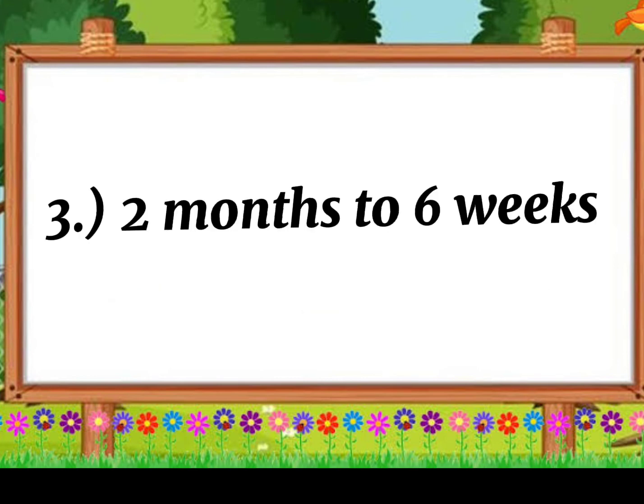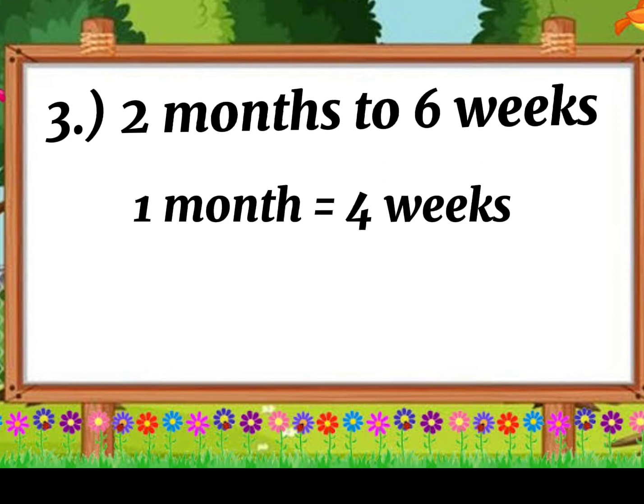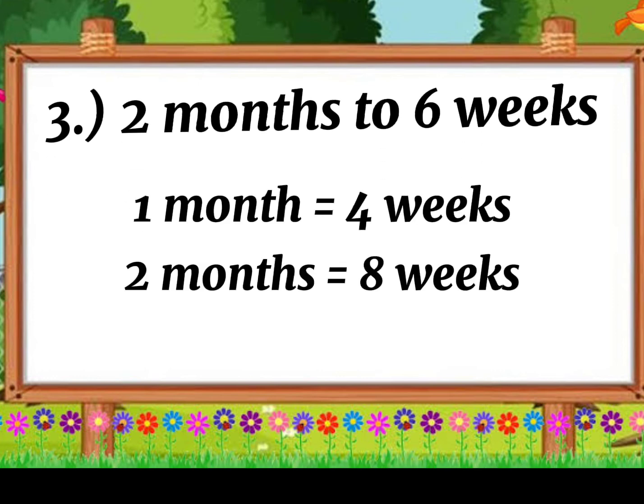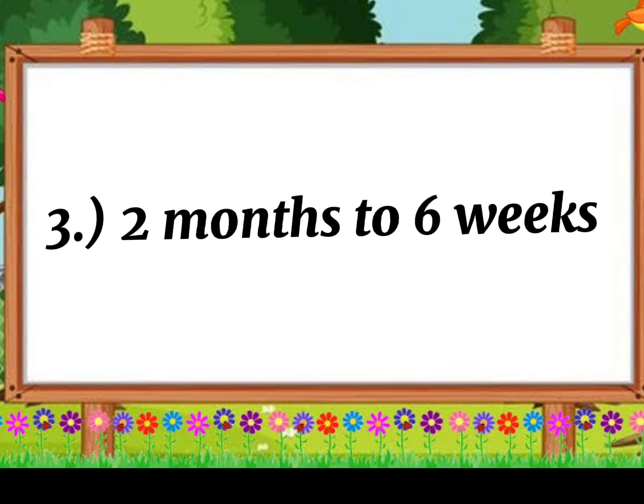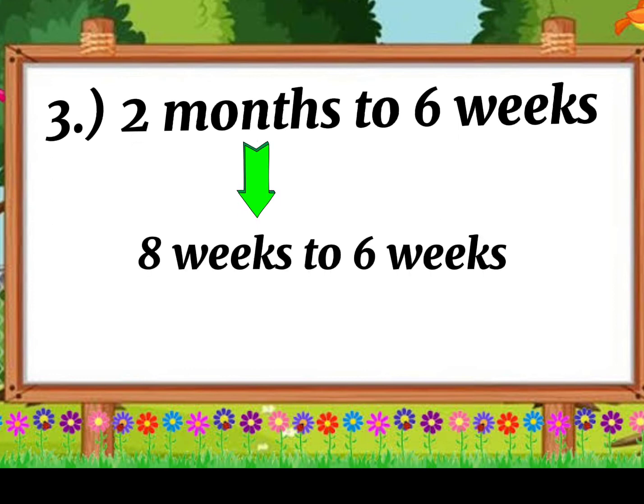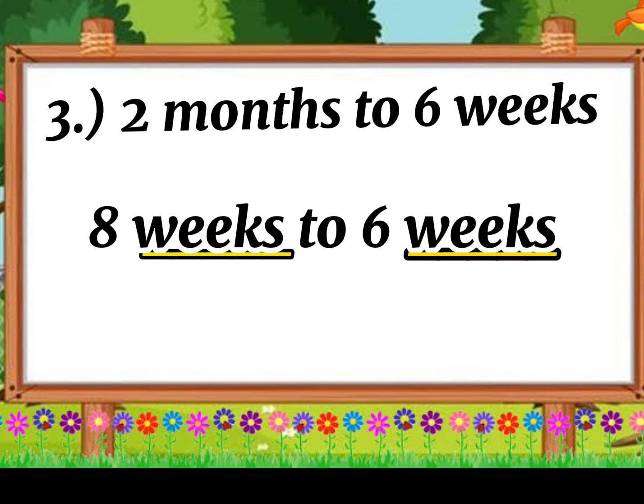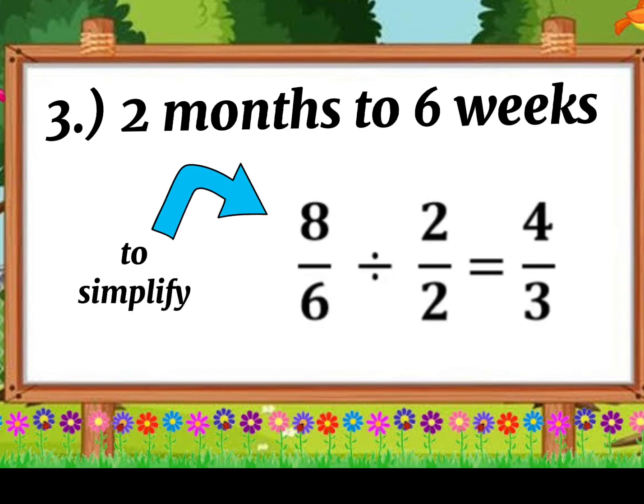Number 3, 2 months to 6 weeks. Ang isang buwan ay binubuo ng 4 na linggo. Therefore, ang 2 buwan ay mayroong 8 linggo. Let's go back to our ratio, 2 months to 6 weeks. So, palitan na natin si 2 months ng 8 weeks. Now, ay mayroon na tayong ratio na pareho ang unit. So, our ratio will be 8 weeks to 6 weeks, or 8:6. To simplify, 8:6 could be divided both by 2. So, our answer will be 4:3.